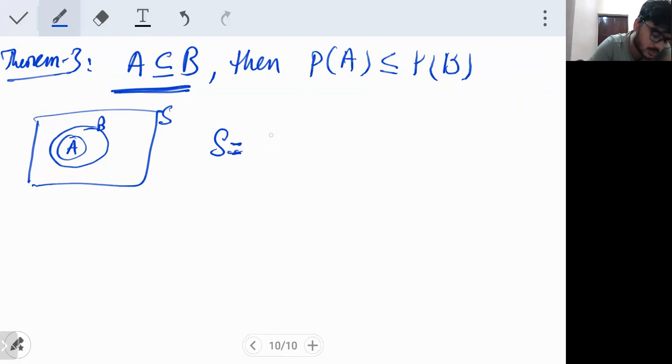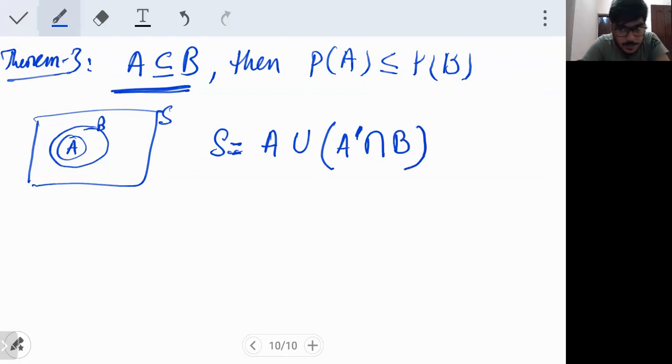If we are talking about A union, so we are taking it as A union. And how much will the B be equal to? B will be equal to the intersection of A dash intersection B. Is there any problem in this?